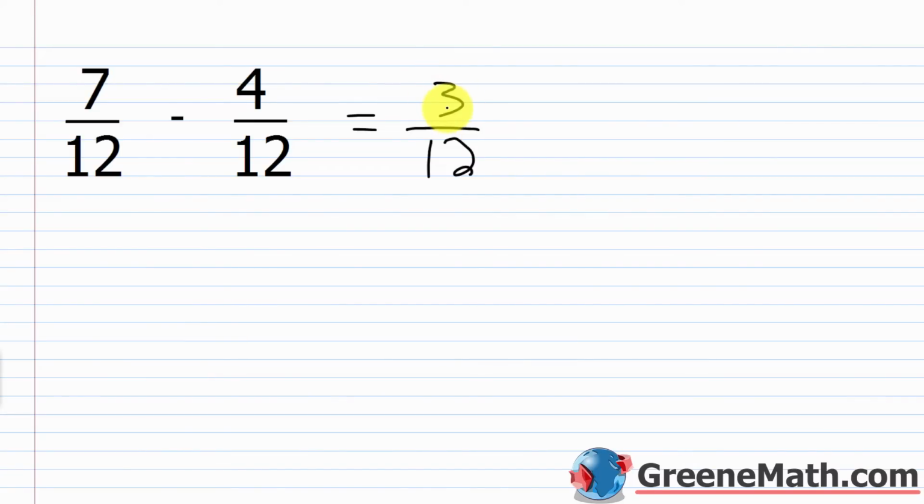Now, eyeballing this, I know that 12 is divisible by 3, right? Meaning 3 is a factor of 12, or 3 is a divisor of 12, however you want to think about that. So if I know that right away, I can divide each by 3. 3 divided by 3 is 1. 12 divided by 3 is 4. So again, that gives me a simplified fraction of 1/4. Again, that's kind of the quick way to do it.